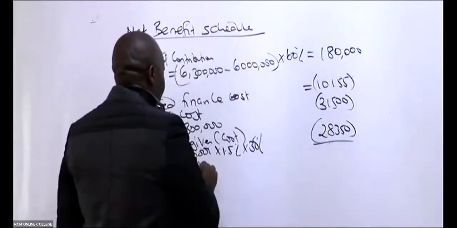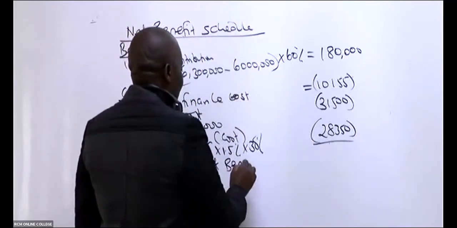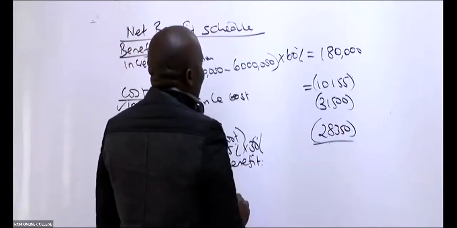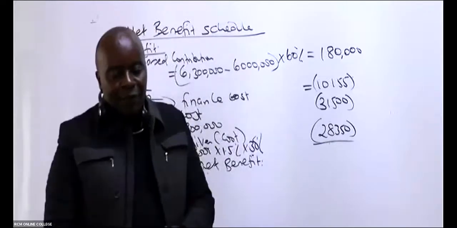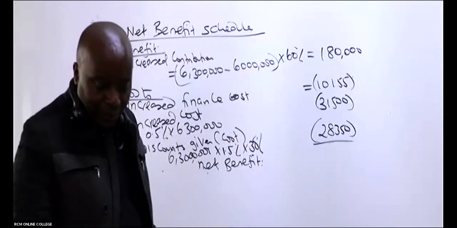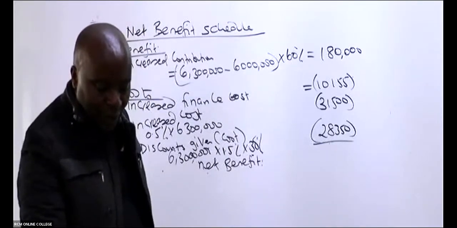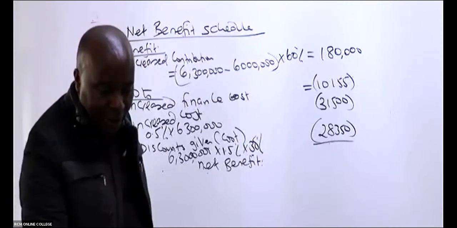So come and give me the net benefit. If positive, then we recommend the proposed policy. If negative, we say no. If positive, we say, okay, we are recommending this.